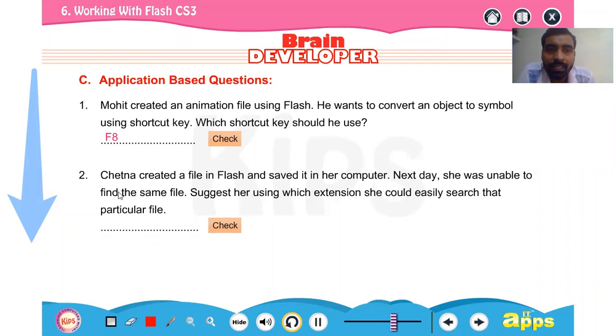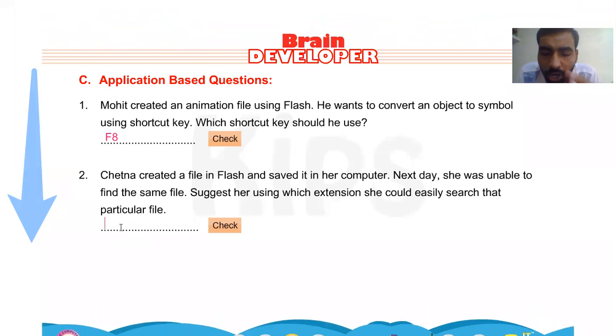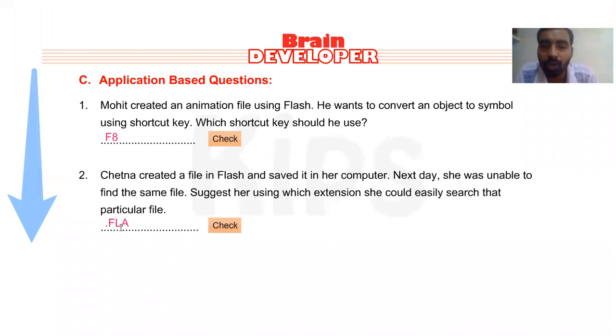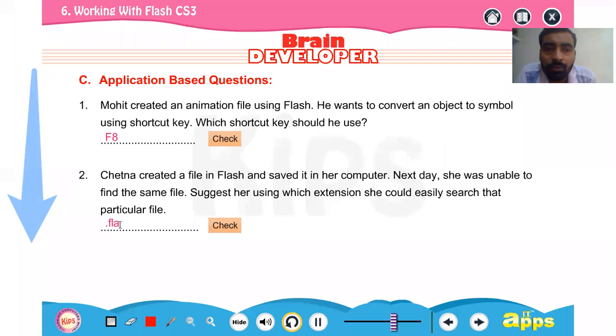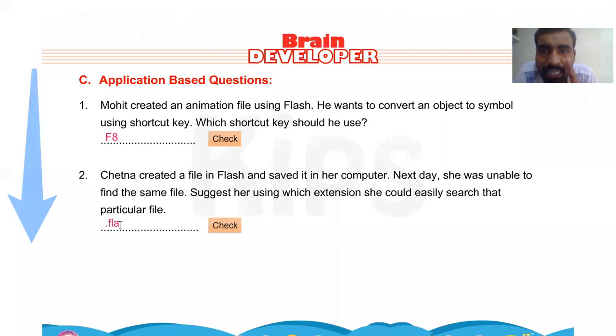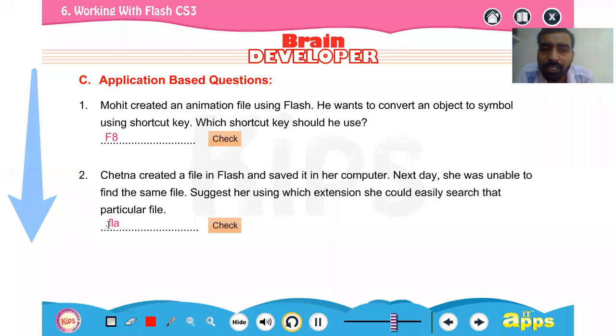The next one is Chetna created a file in Flash and saved it in her computer. Next day, she was unable to find the same file. Suggest her using which extension she could easily search the particular file. So you can suggest her the extension name of Flash is .fla. Have you understood? Yes, sir. The extension name of file to search is .fla. So this is the answer.